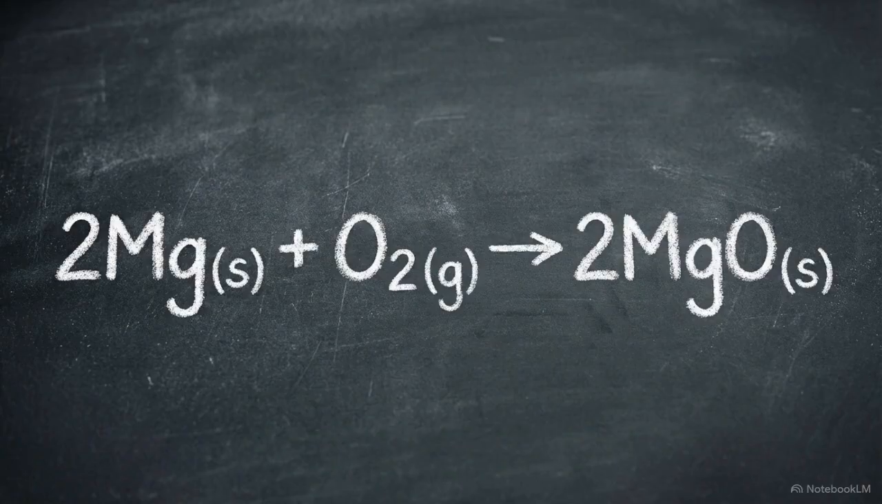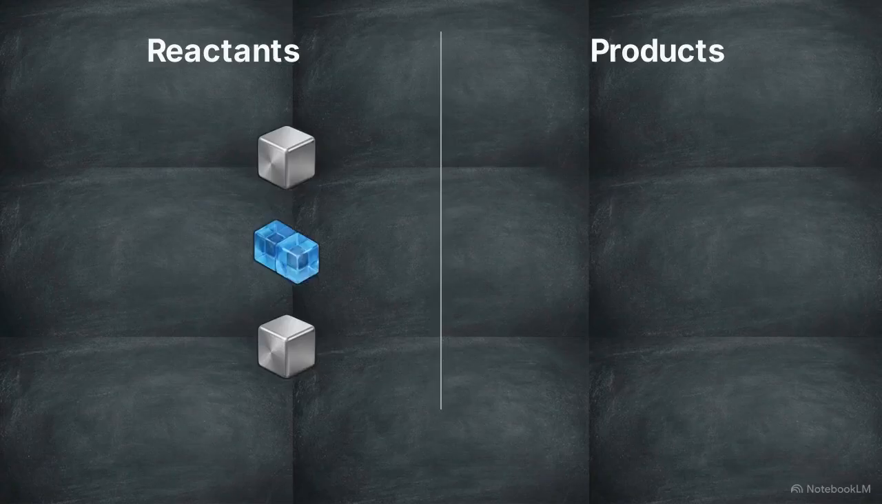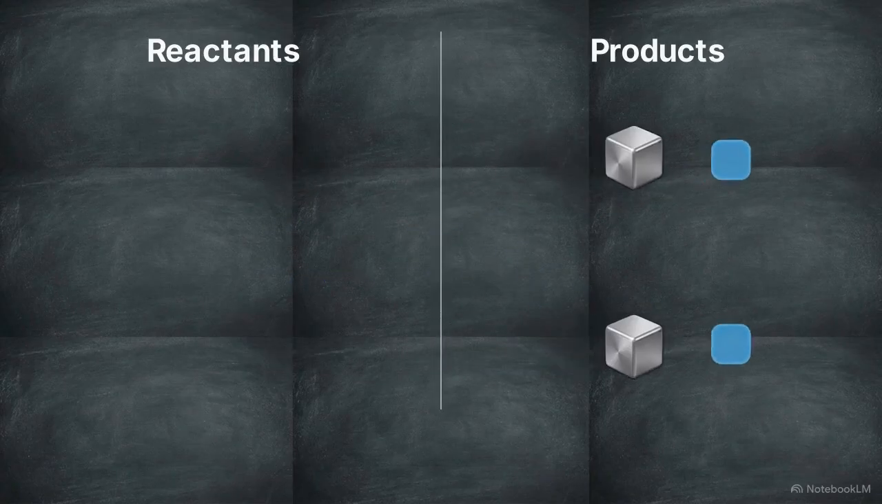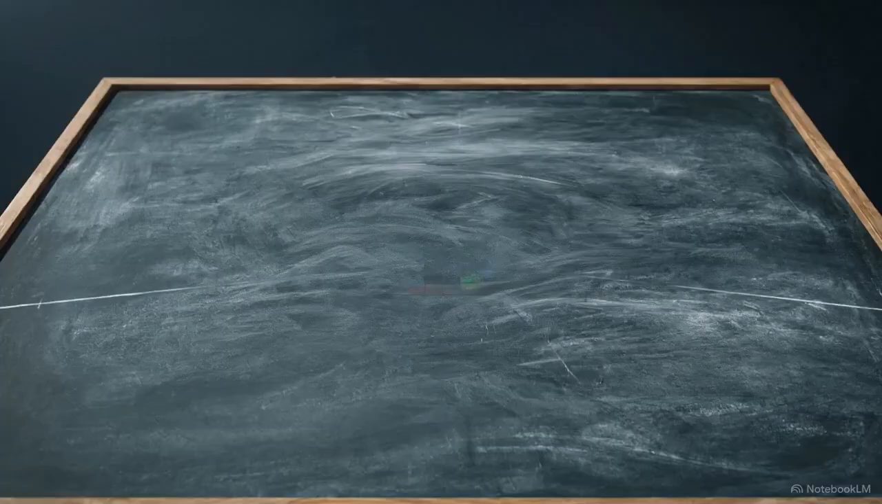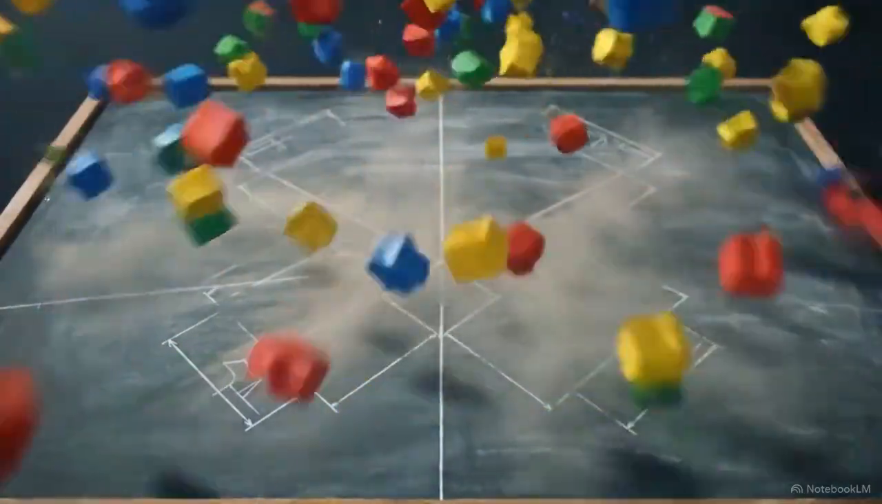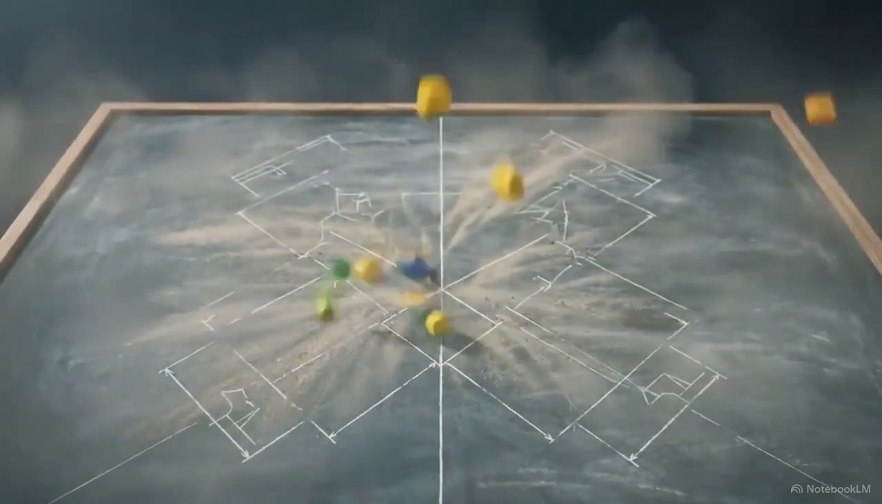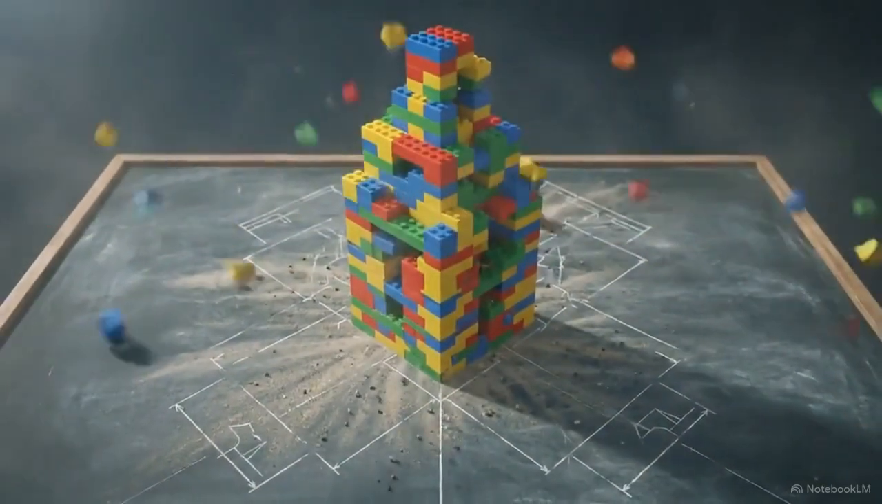This string of symbols is now a clear story. 2 solid magnesium blocks snap together with a paired oxygen gas block to create 2 solid magnesium oxide blocks. From the rust on a gate to the cells in your body, everything is made of these same pieces, forever clicking into new arrangements.